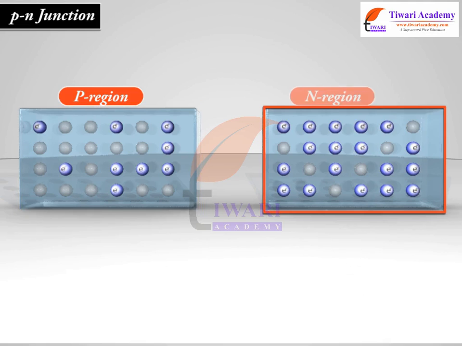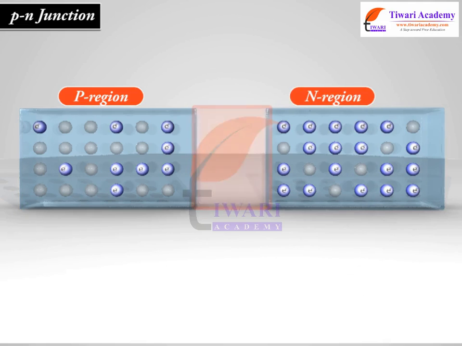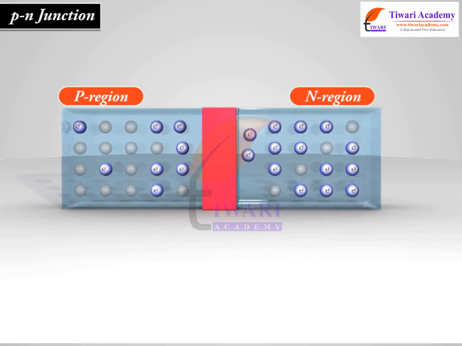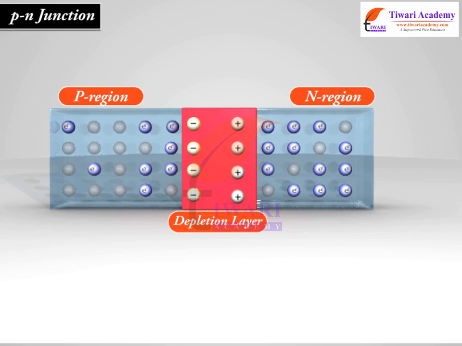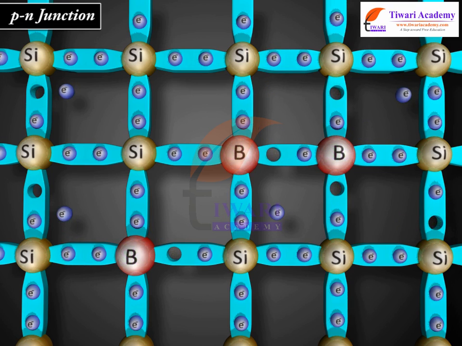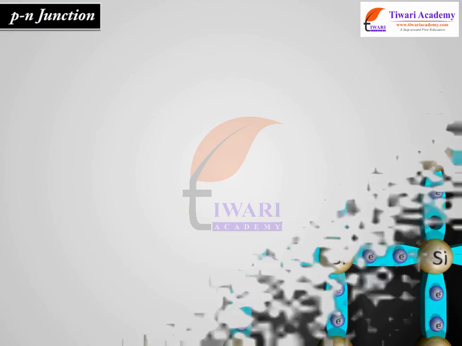When P-type and N-type materials are placed in contact with each other, the junction behaves very differently than either type of material alone. We know that in an N-type semiconductor, the concentration of electrons is more compared to the concentration of holes. Similarly, in a P-type semiconductor, the concentration of holes is more than the concentration of electrons.